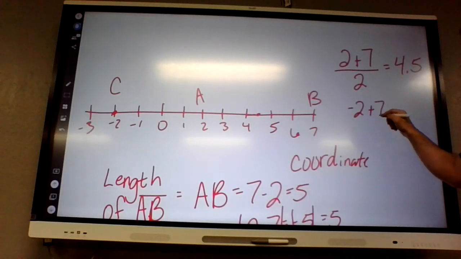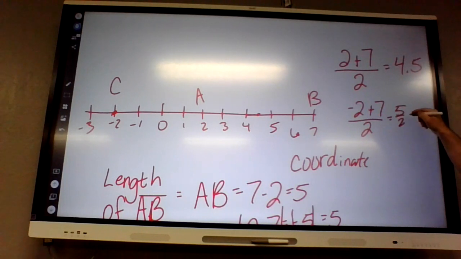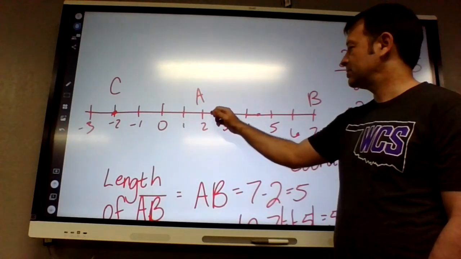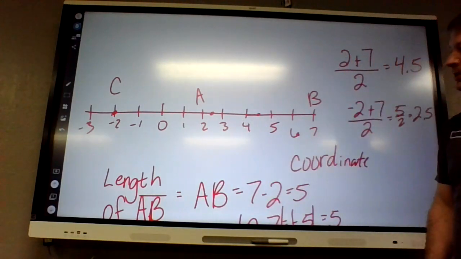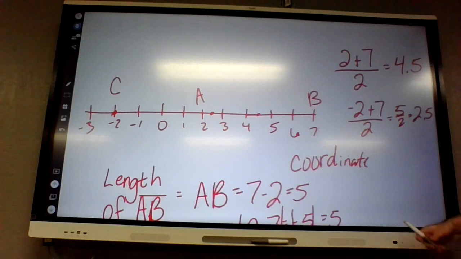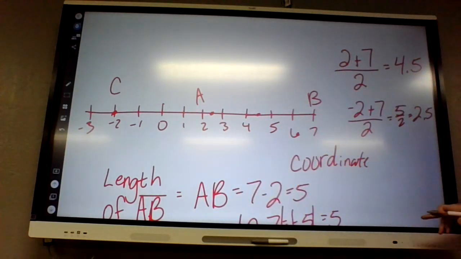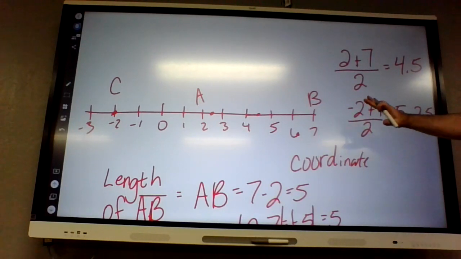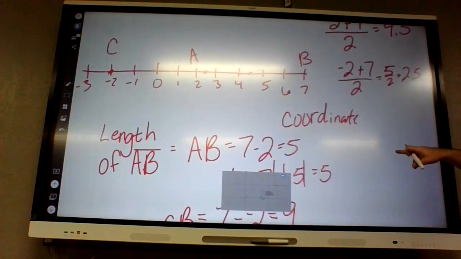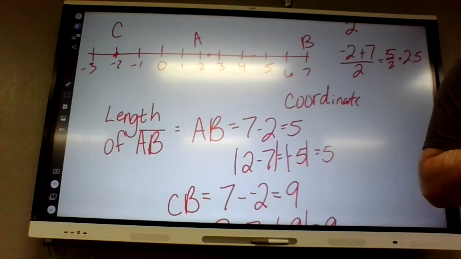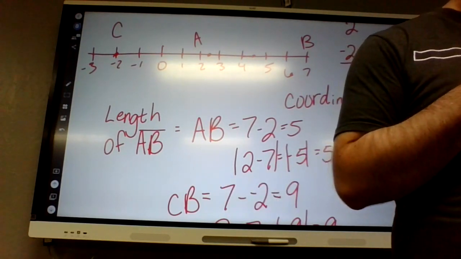Negative 2 plus 7 divided by 2 would equal 5 divided by 2, which equals 2.5. Does that seem right? Is 2.5 the middle of CB? Yeah, it is. It's kind of hard to tell exactly, but if I drew my number line nice enough, it should look like it's right in the middle. All right, so average to find the midpoint.